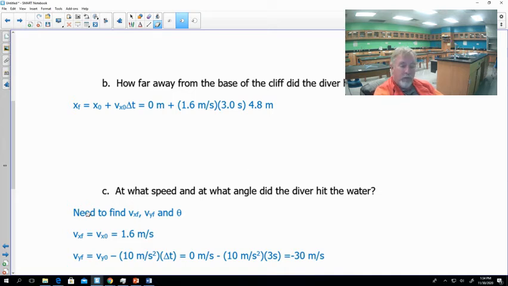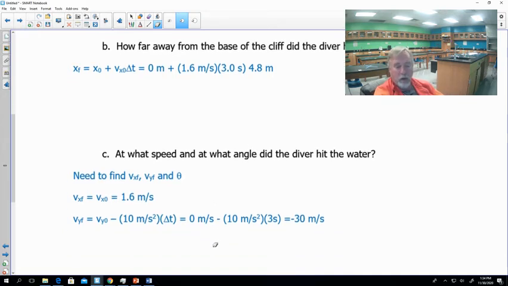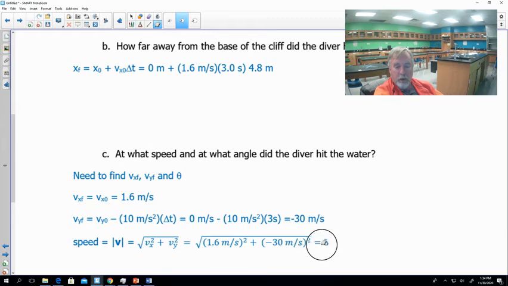Well, if we know Vxf and we know Vyf, we know the velocity. We can calculate the magnitude of our velocity. That's simply the square root of the sum of the squares, right? Just our old Pythagorean theorem. Let's plug in our values for Vxf and Vyf: 1.6 meters per second squared, negative 30 meters per second squared, and we're going to get out 30.04 meters per second. Right? Not very much.